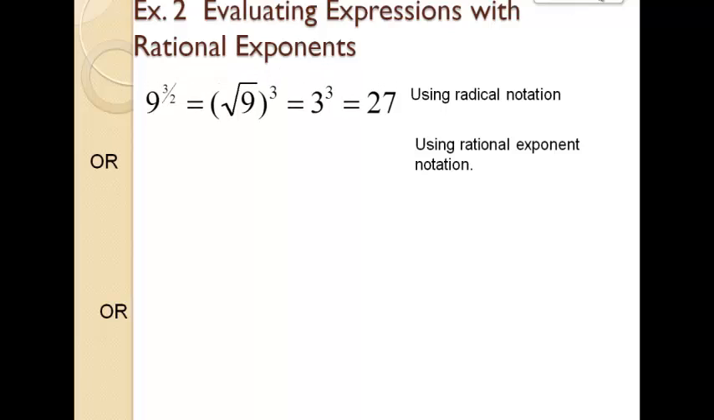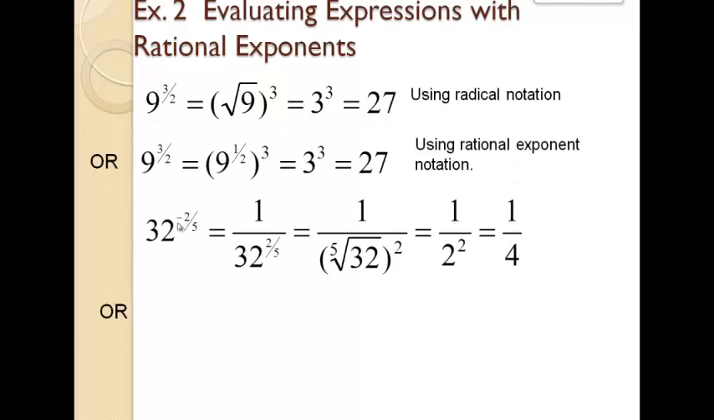Okay. So if I want to take this example and write it using radical notation, it's just the square root of 9 to the third, or the square root of 9 raised to the third power. It is commutative, so that's just going to be 27 no matter which way I do that. 32 to the negative 2/5 is 1 over 32 to the 2/5, which means I'm going to take the fifth root of 32 and square it. You don't really want to take the fifth root of 32 squared. It's just more complicated. It's simpler to do this part first.